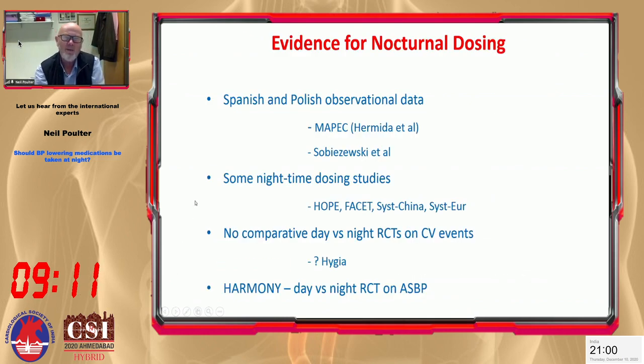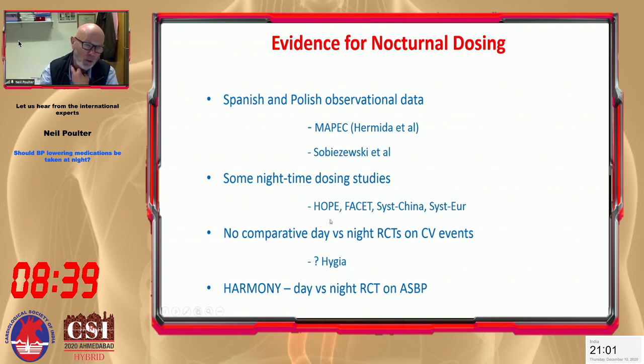So what about the evidence for whether when you take your tablet matters? Well, you'll see here it's limited. There's some observational data from Spain and Poland. Here are two studies which suggest that the taking of tablets at night might be more protective. Then you've got 4 trials I've shown here, which people may well know, in which the drugs were given at night: HOPE, FACIT, CISCHINA, and CISTURE.